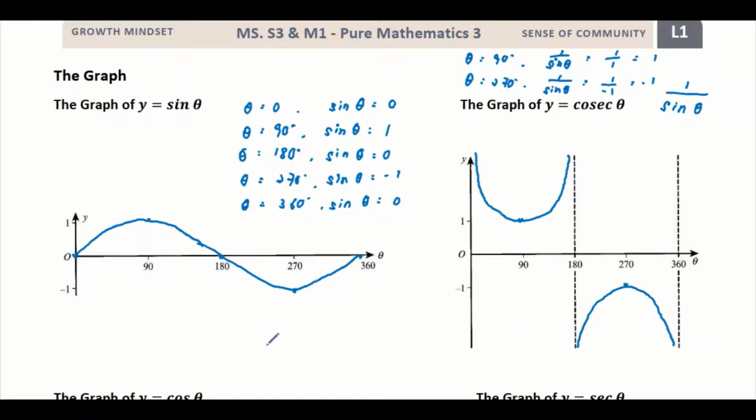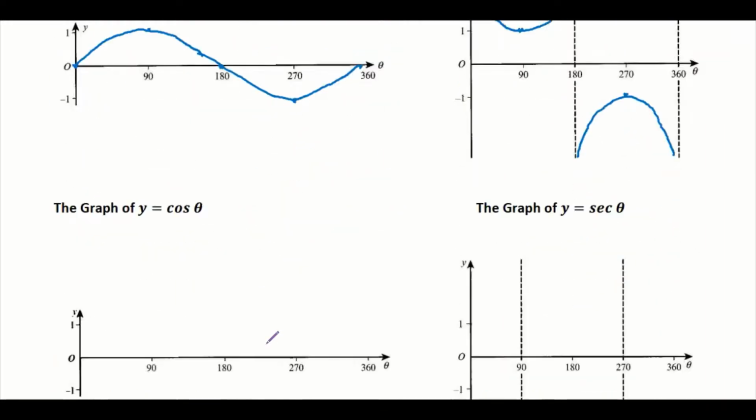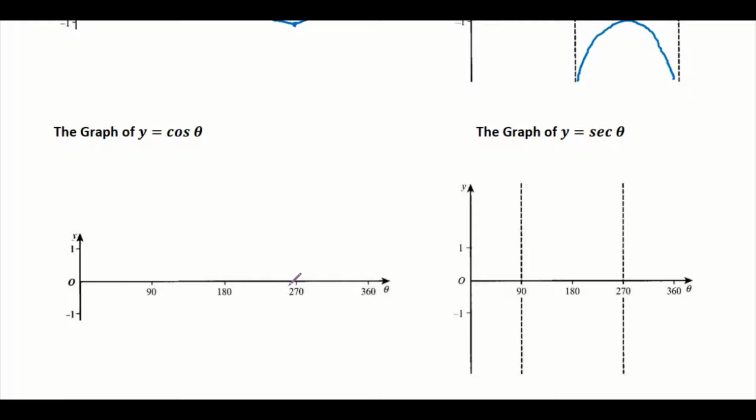Let us move to the second one, where we look at the cosine. We know that the cosine graph looks like this, from 1 to 0 to negative 1 to 0 and go back to 1, right? So your graph will look something like this.